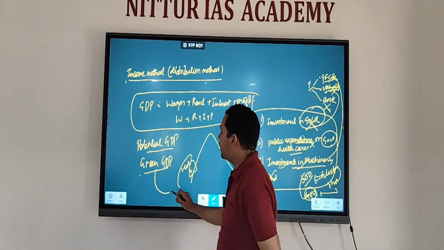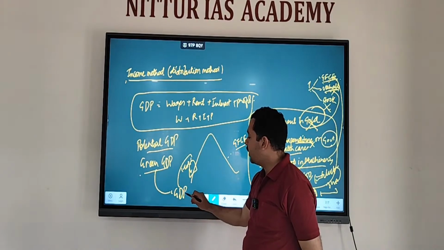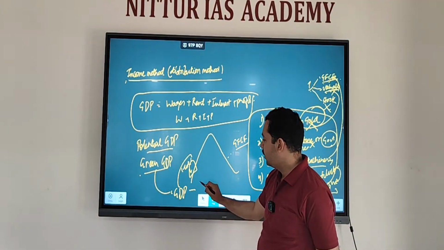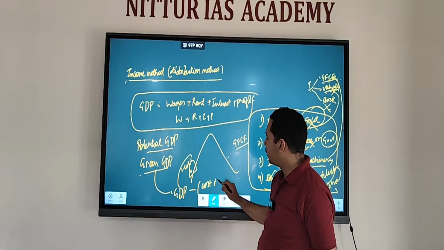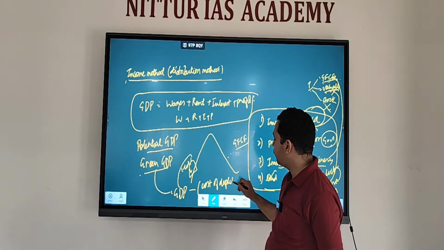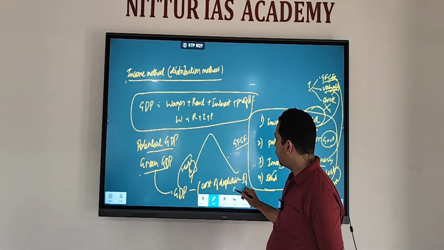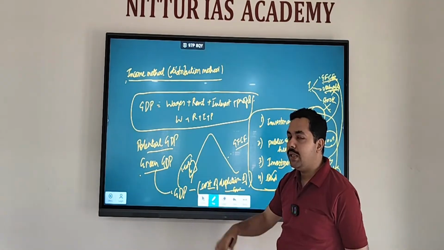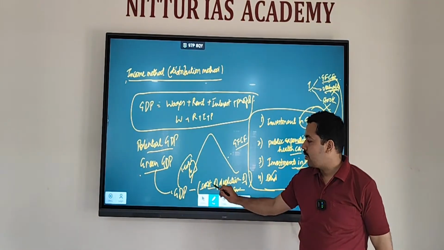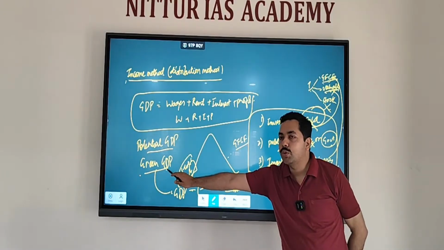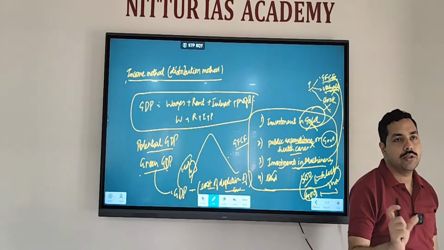In green GDP, we are taking GDP and minus what? The cost of depletion of the environment. Whatever environment I am depleting or damaging, if I subtract that cost from GDP, then I am going to arrive at which GDP? Green GDP.